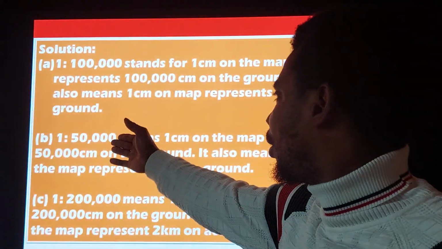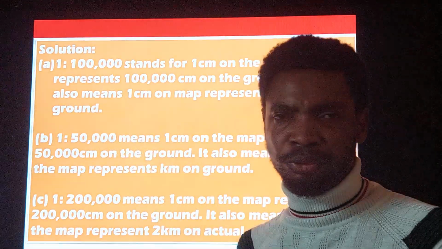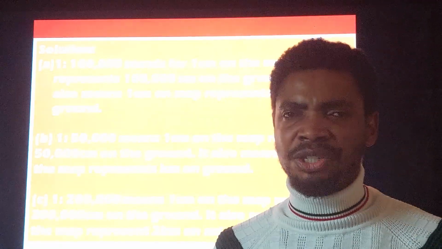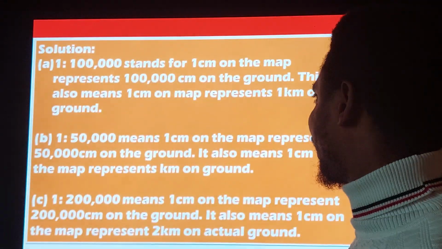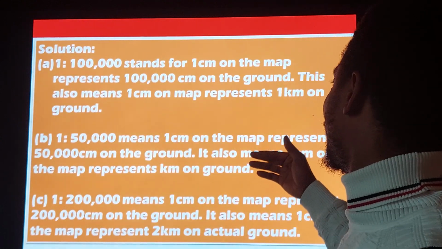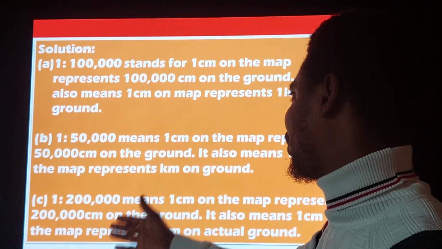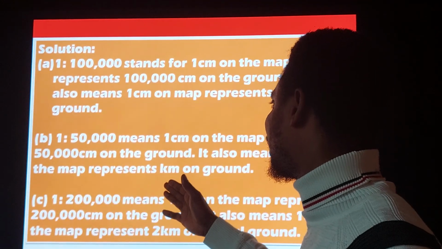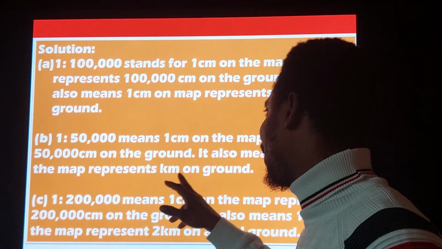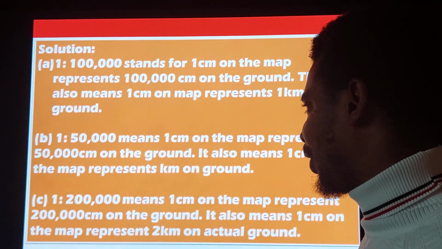Okay, so the second one says 1:50,000. The same way, 50,000 is half of 100,000. So if 100,000 is 1 kilometer, automatically you know that 50,000 will be half a kilometer. Which means that 1 centimeter on the map represents 50,000 centimeters on the ground. It also means 1 centimeter on the map represents half a kilometer on the ground. That's a typographical error here.